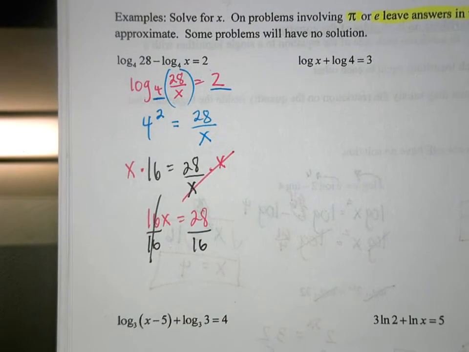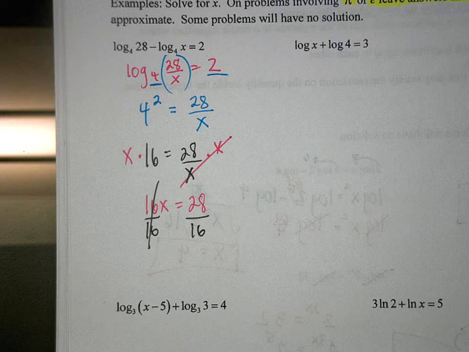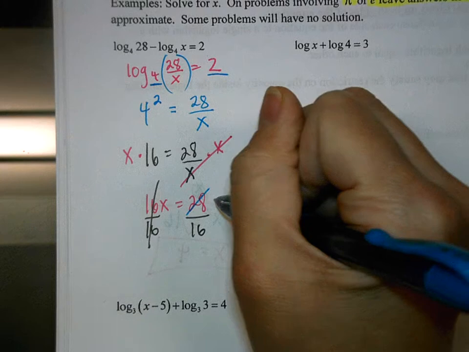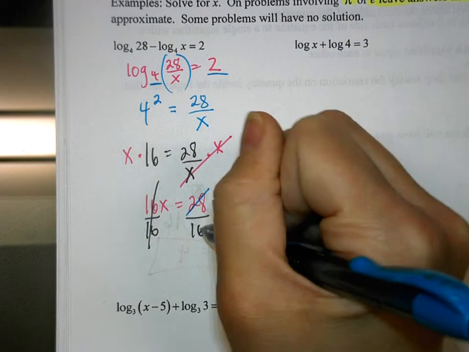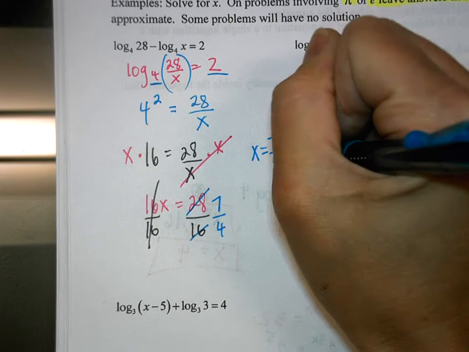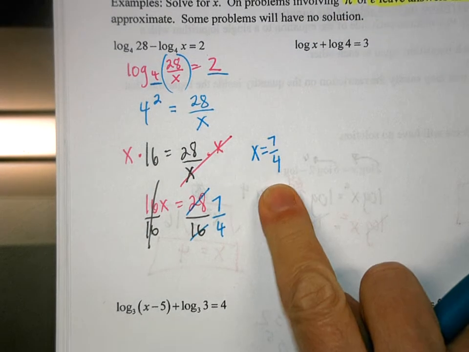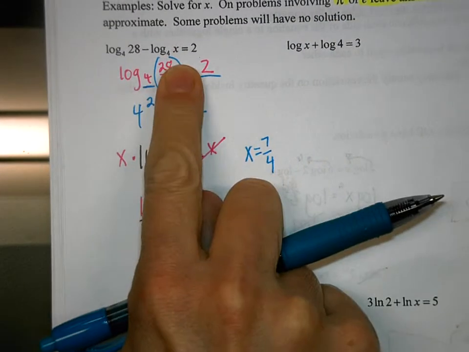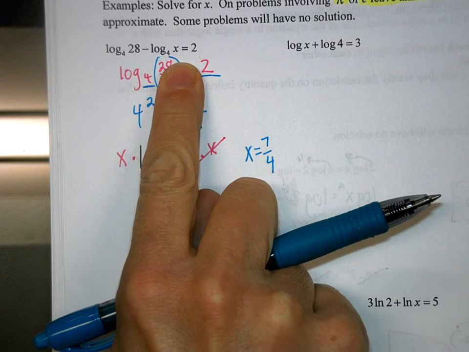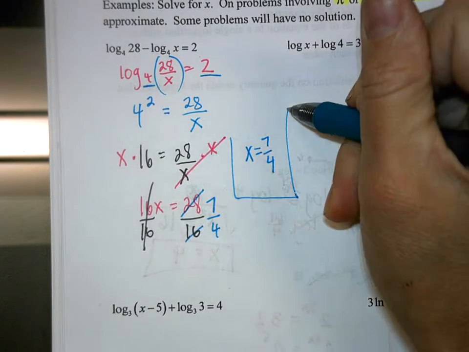And then you would always reduce if you can. Can I reduce 28 over 16? Yeah. What can I reduce by? Okay, so 28 divided by 4 is 7, and 16 divided by 4 is 4. So my answer is x equals 7 over 4. We just want to check this. If I put this back into this equation, would I have a negative number in that log part? Nope, so I'm good. This answer works.